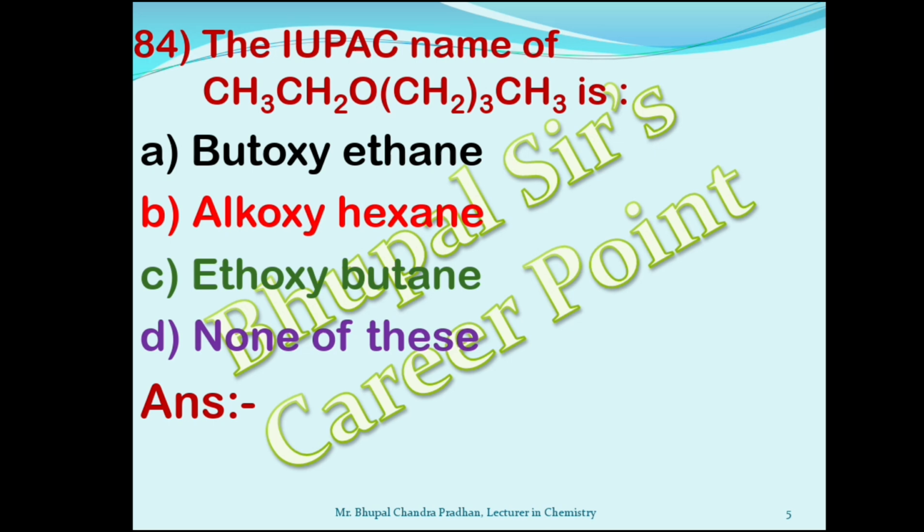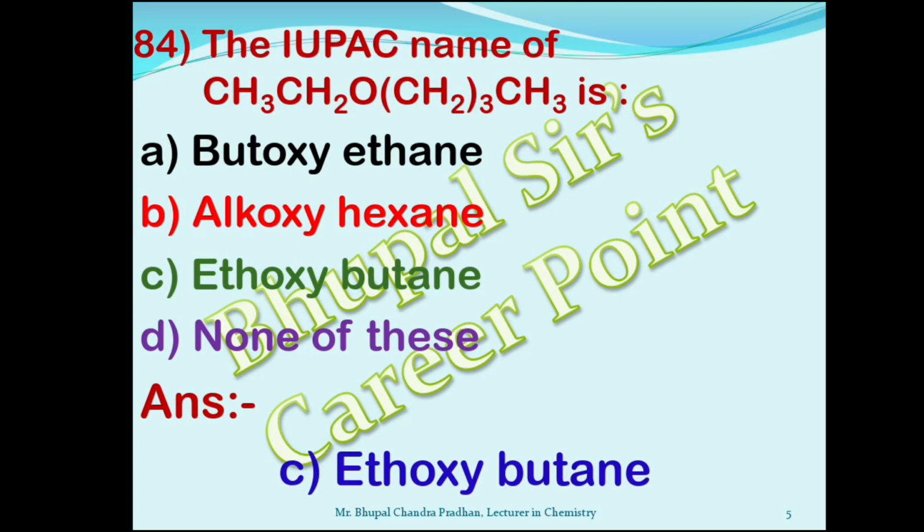On both sides of the oxygen atom in the given compound, on one side an ethyl group is attached, and on the other a butyl group is attached. So the smaller one is alkoxy and the larger one is alkane, that is, ethoxybutane should be the IUPAC name of the given compound. So option C is the correct answer. Thanks to the students who have given option C as their answer in the live chat.